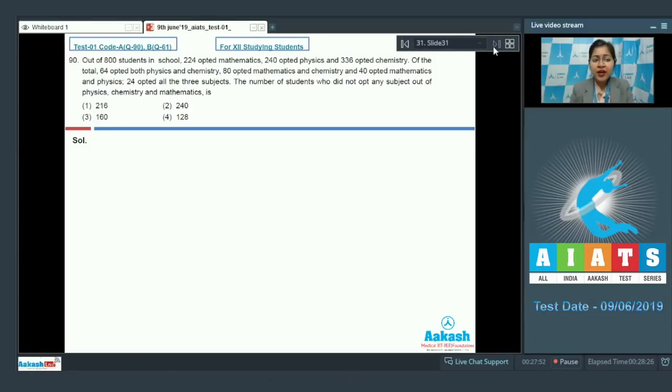We have, out of 800 students in a school, 224 opted maths, 240 opted physics, and 336 opted chemistry. Of the total, 64 opted both P and C, 80 opted M and C, and 40 opted M and P. And 24 opted all the 3 subjects. So we have to find the number of students who didn't opt for any subject out of physics, chemistry, maths. So it's a very standard question. Let's solve it by making a Venn diagram.